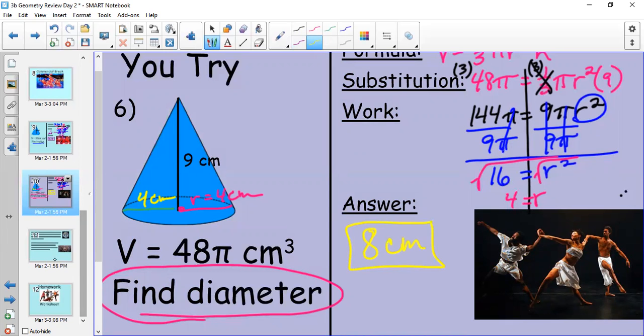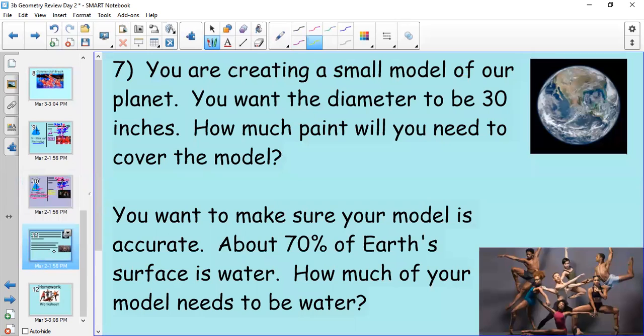All right, last question. We're going to do a word problem here. So it says you're creating a small model of our planet. You want the diameter to be 30 inches. So I'm going to go ahead and label that. Diameter straight across, so 30 inches. How much paint will you need to cover the model?